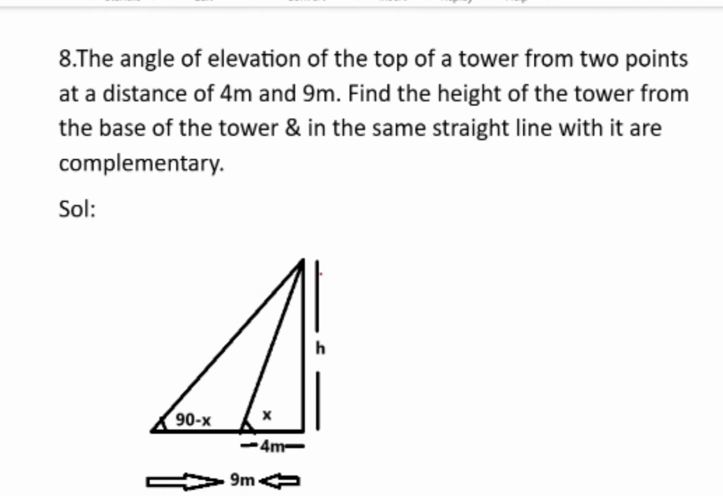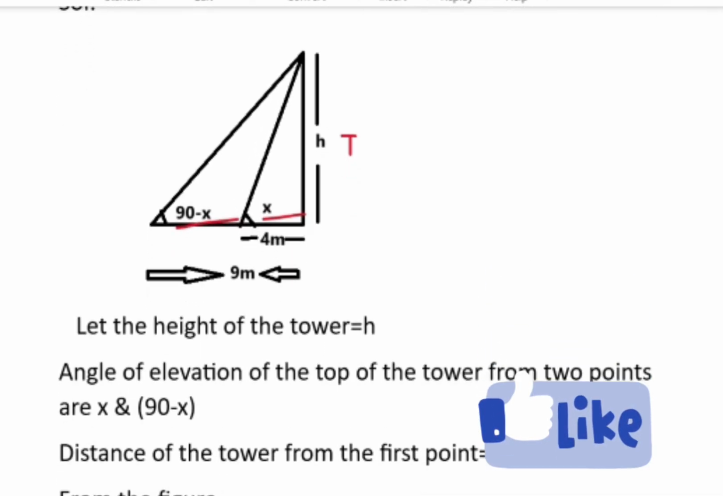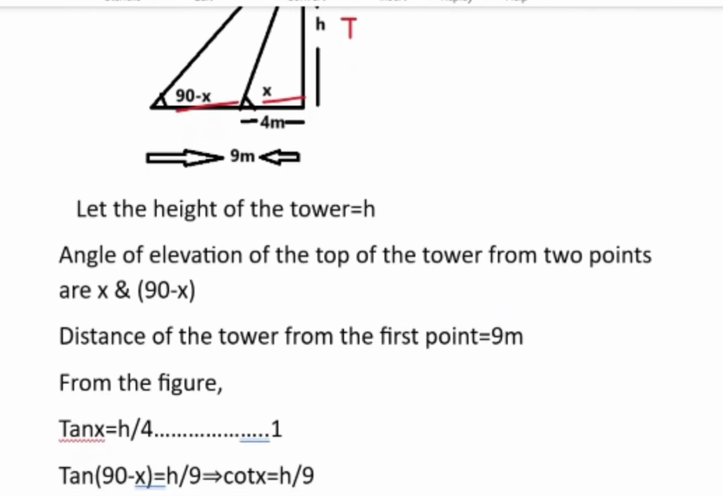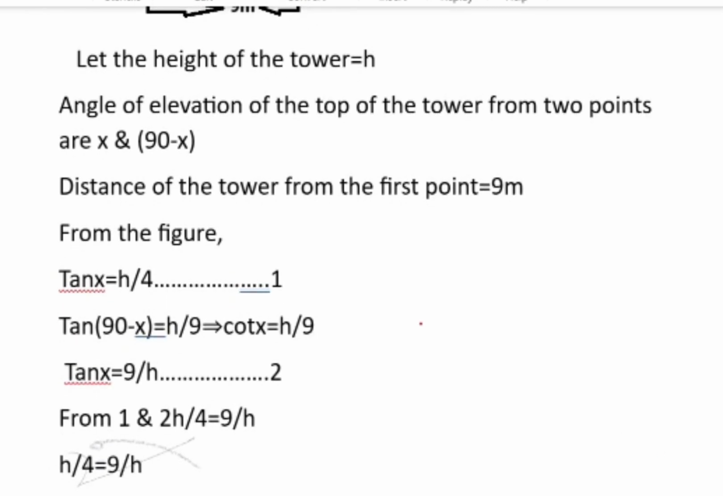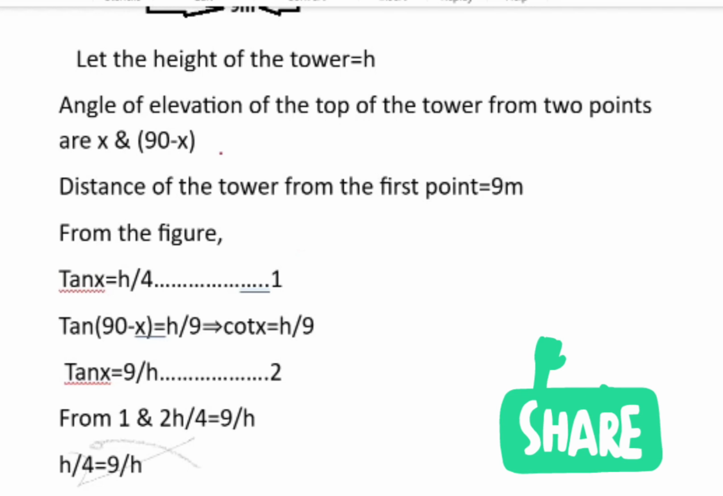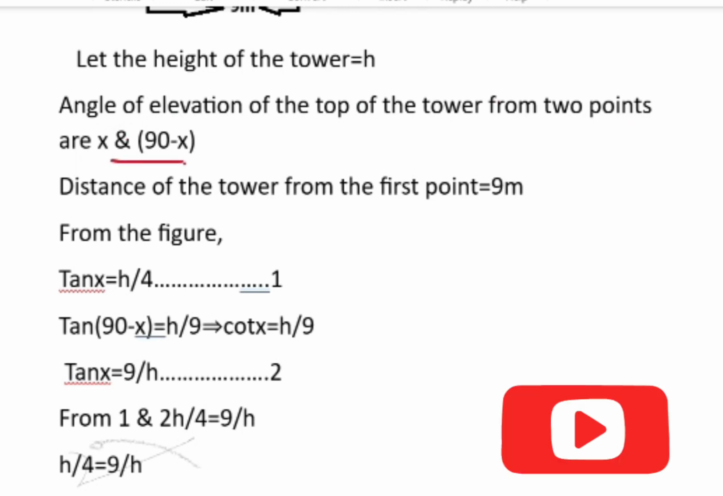Here we have to find the angle. From the figure, tan x is equal to h by 4. Consider this as equation 1. Next, tan 90 minus x is equal to h by 9. So this can be written as cot x is equal to h by 9, since tan 90 minus theta is equal to cot theta. So tan x is equal to 9 by h.